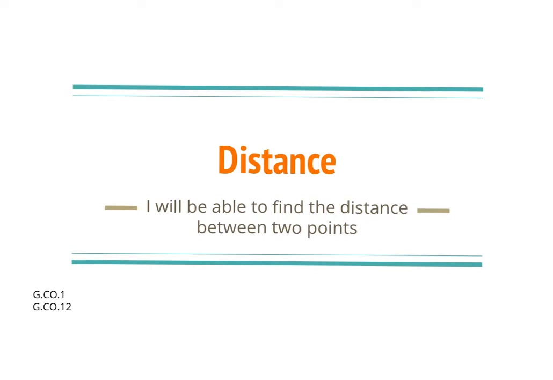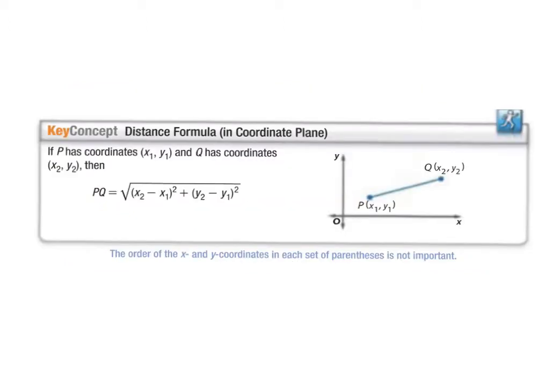Distance. I will be able to find the distance between 2 points after watching this video. This is the distance formula. It is very important that we write this down somewhere. PQ is just to denote the distance. So I could just say that distance is going to equal the square root of this entire thing. It is important that we write this down, and I'll show you how to use it in the next problem.